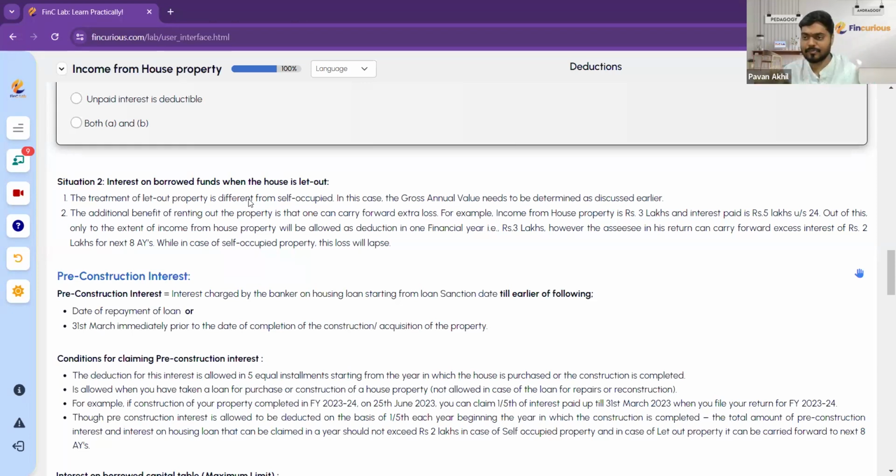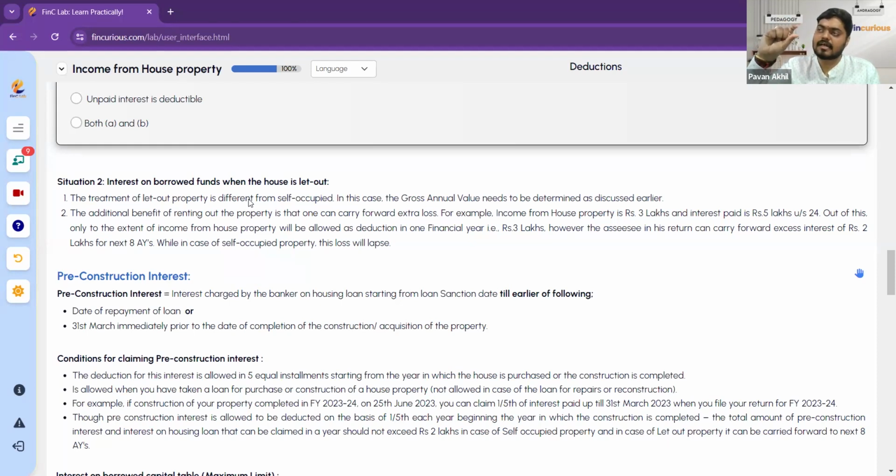I'll explain again, don't worry. If it is a let out property, however much interest is paid, the full amount of interest is allowed as a deduction, subject to a condition. What is that condition? In this year, to the extent of the income from the let out property, you can set off. That is called intra-head set off. Intra-head set off can be done unlimited. After that, the balance amount would be there, right?